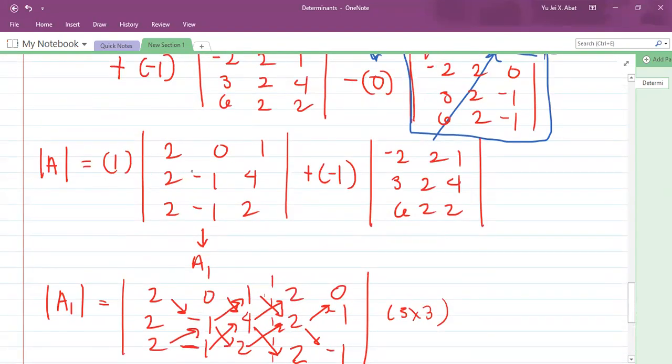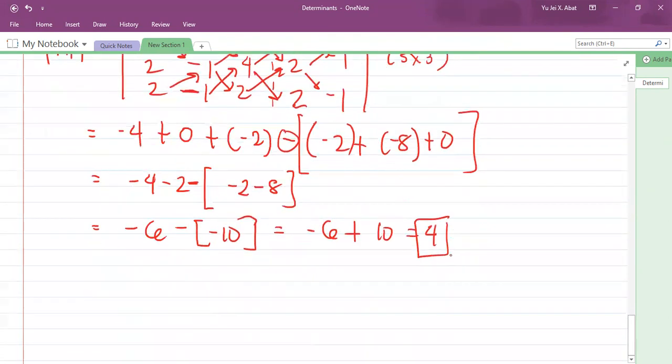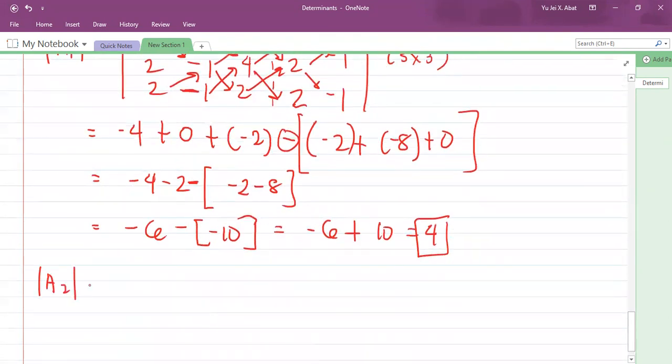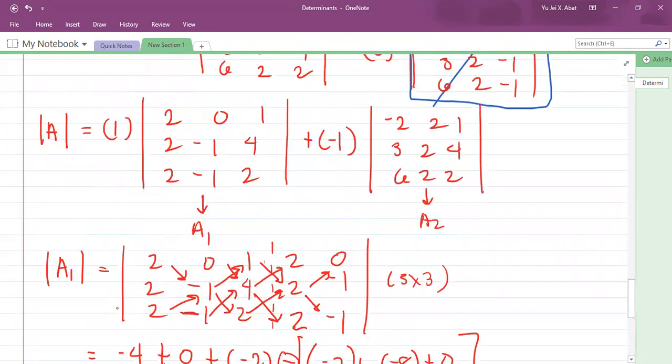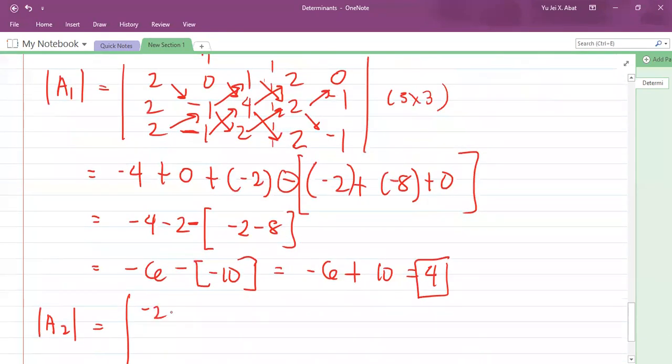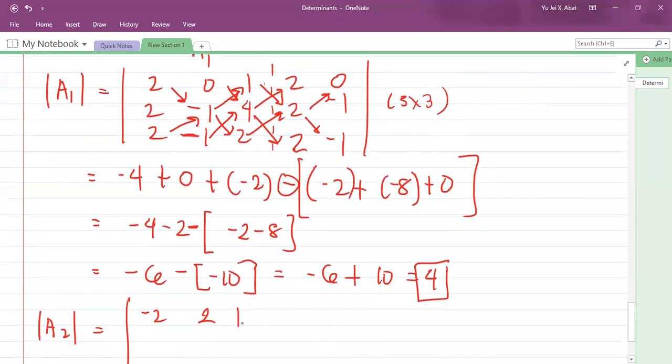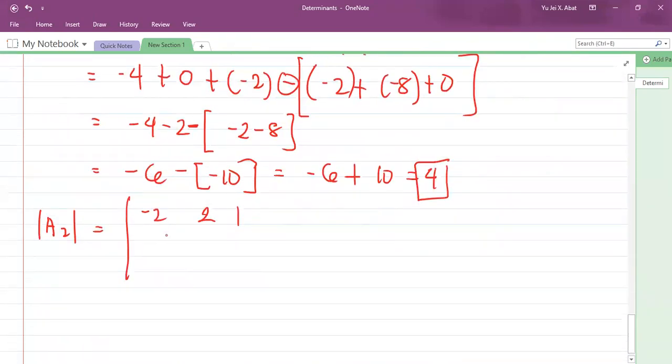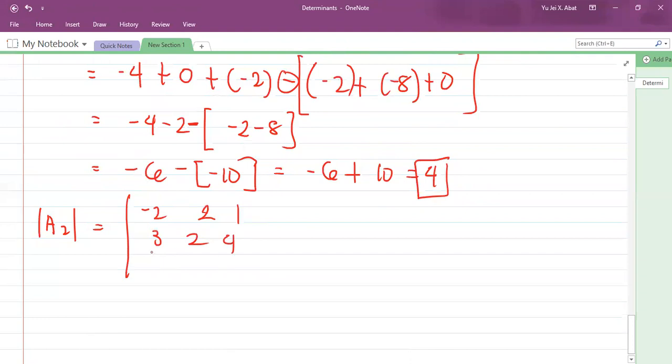1 times 4. 1 times the determinant of this. Eh, meron pa tayong isang determinant. Let's say ito yung A2. Kunin natin yung determinant niyan. So yung A2 would be negative 2, 2, 1. So negative 2, 2, 1. 3, 2, 4, 6, 2, 2. Okay, copy the first two columns. Yan. Then, sige, rekta natin.